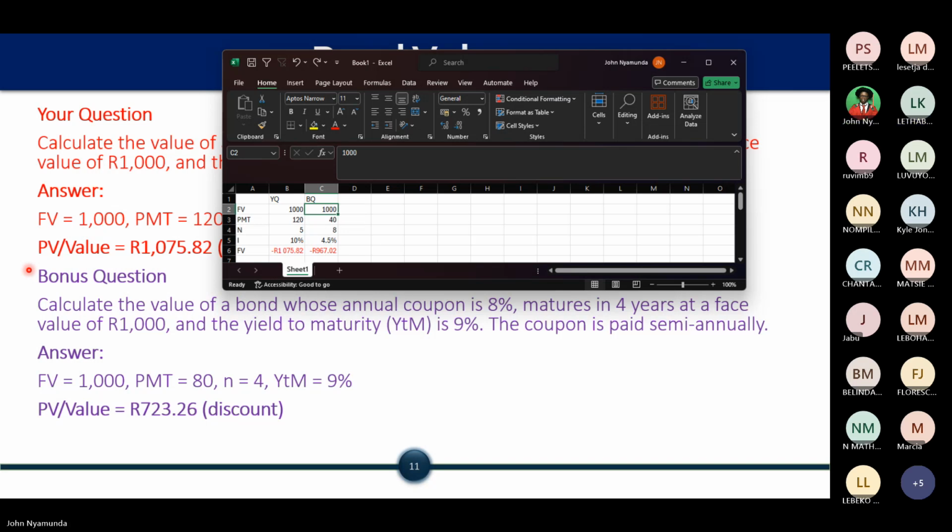Matsi. Bathsheba, hi. What is the N in this case? Is it 4 or is it 8? The N is 8 because it's a semi-annual bond.